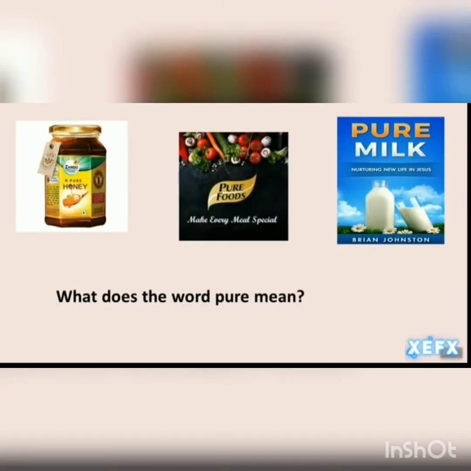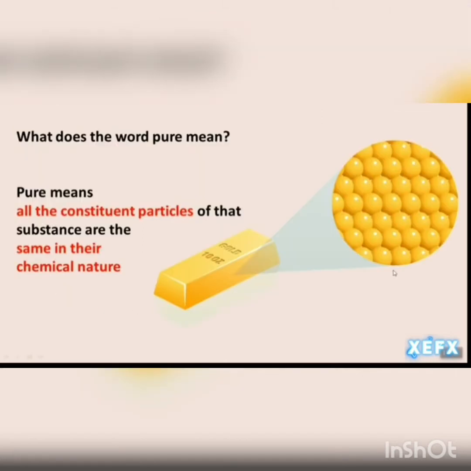So here are the three pictures. You can see pure honey, pure foods and pure milk. What does the word pure mean? We shall see the meaning of the word pure. It means that all the constituent particles of that substance are the same in their chemical nature.